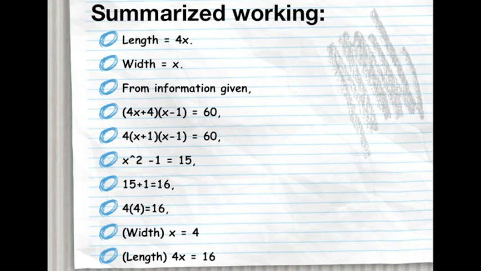So this is a summarized working. Length equals 4x, width equals x. From the information given in the question, (4x plus 4)(x minus 1) equals 60. 4 bracket x plus 1 bracket x minus 1 equals 60. So x squared minus 1 equals 15. So 15 plus 1 equals 16 and 4 times 4 equals 16. So the width, which is x, equals 4. And to find the dimensions, the length equals 4x equals 16. So the width equals 4 and the length equals 16.